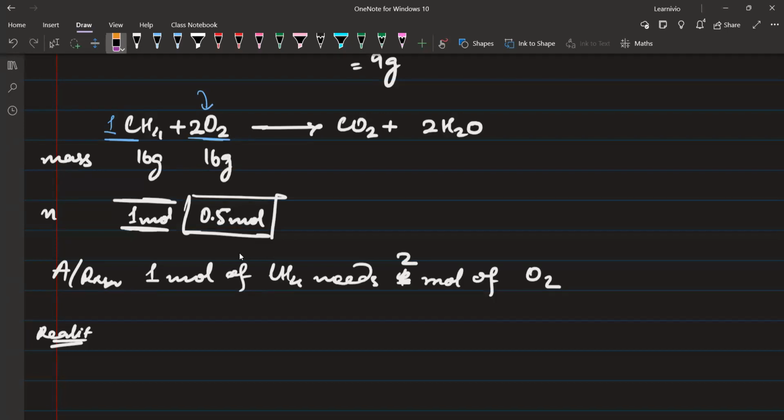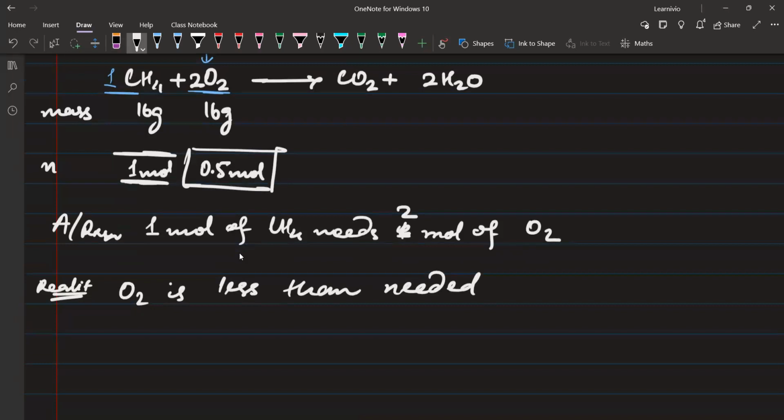Now let's see how the reaction will happen. Since we have identified that O2 is less than needed, that means O2 will be completely reacted and CH4 will have some unreacted part present. Yes or no? Some of the CH4 will be unreacted. Is that making sense? Tell me guys. You need to say yes or no. Yes, sir.